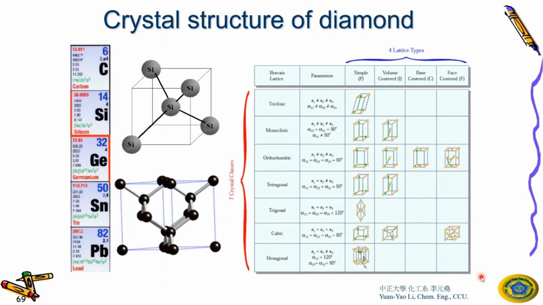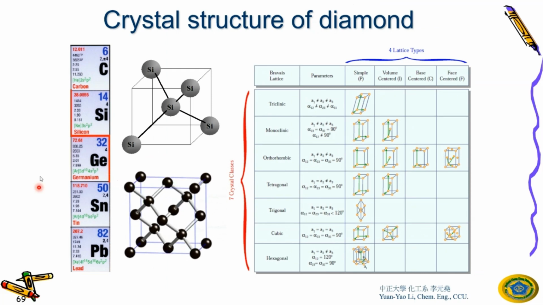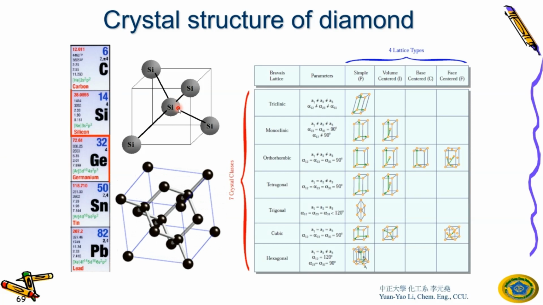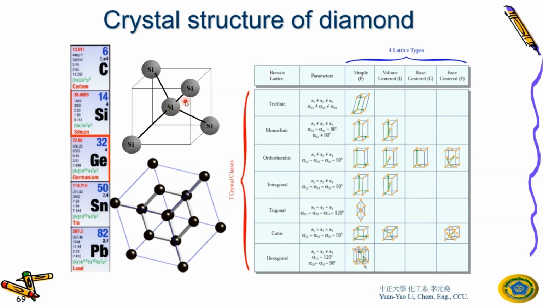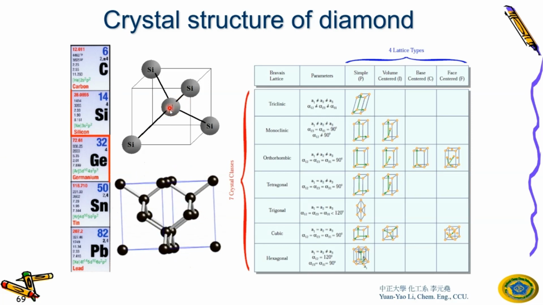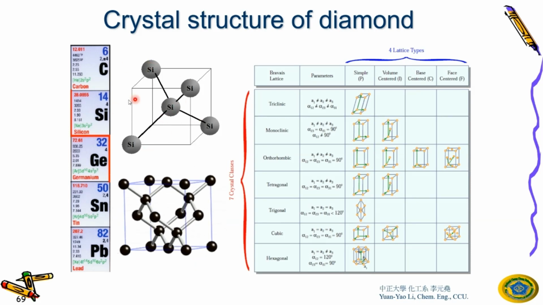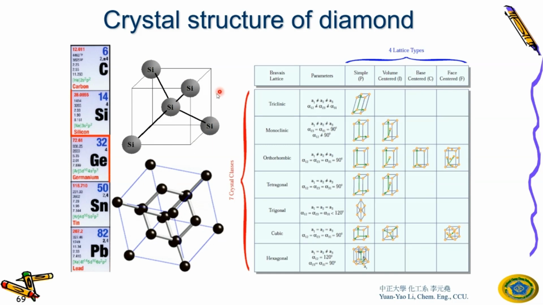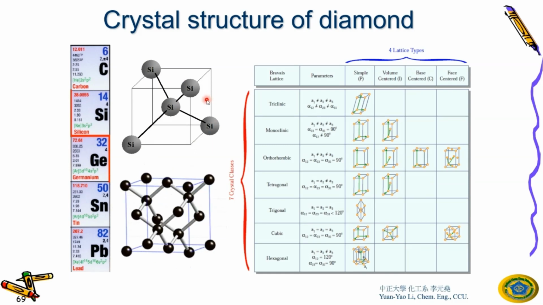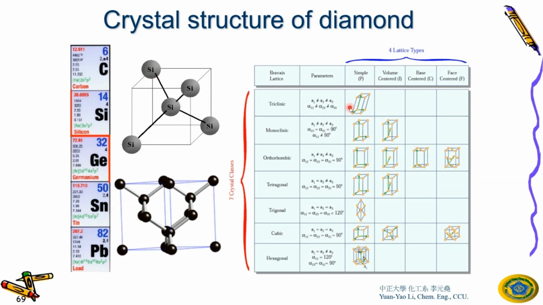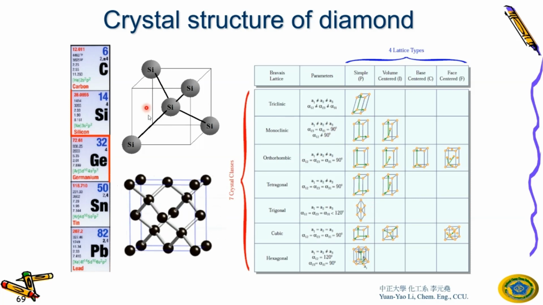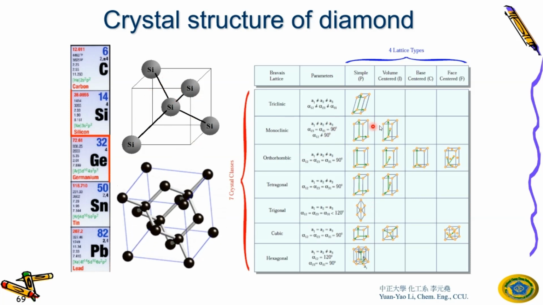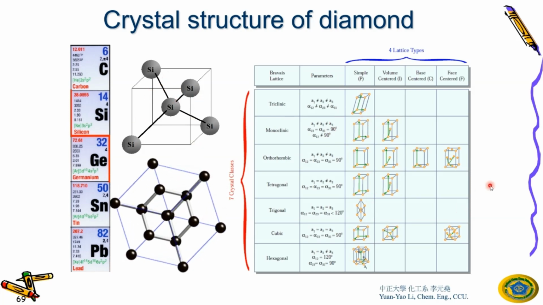Okay, tell me which structure belongs to this. This is silicon, right? sp3. And if you replace silicon with carbon, this is the structure of carbon. Is this a unique cell? And which Bravais lattice does this structure belong to? Tell me.